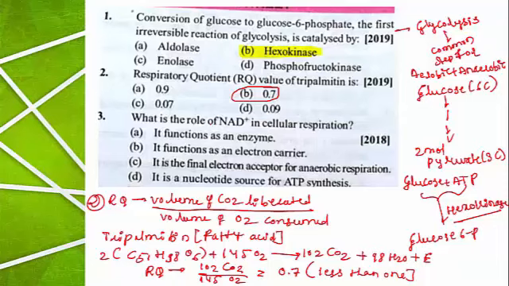It is functioning as an electron carrier. NAD and FAD, both of them are electron carriers, and finally they participate in oxidative phosphorylation, and a large number of ATP molecules are synthesized. The function of NAD plus is to transport or carry the electron. Then moving to the next question.